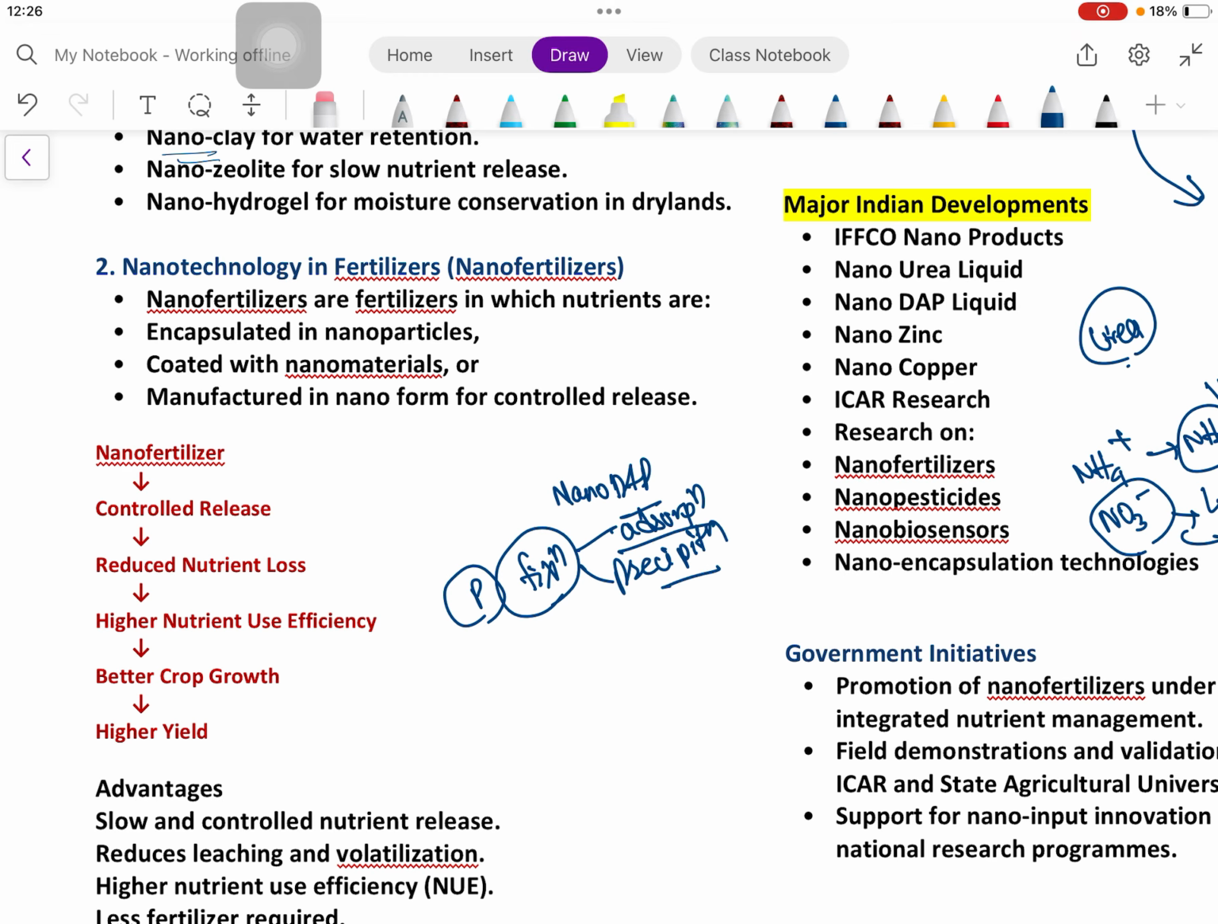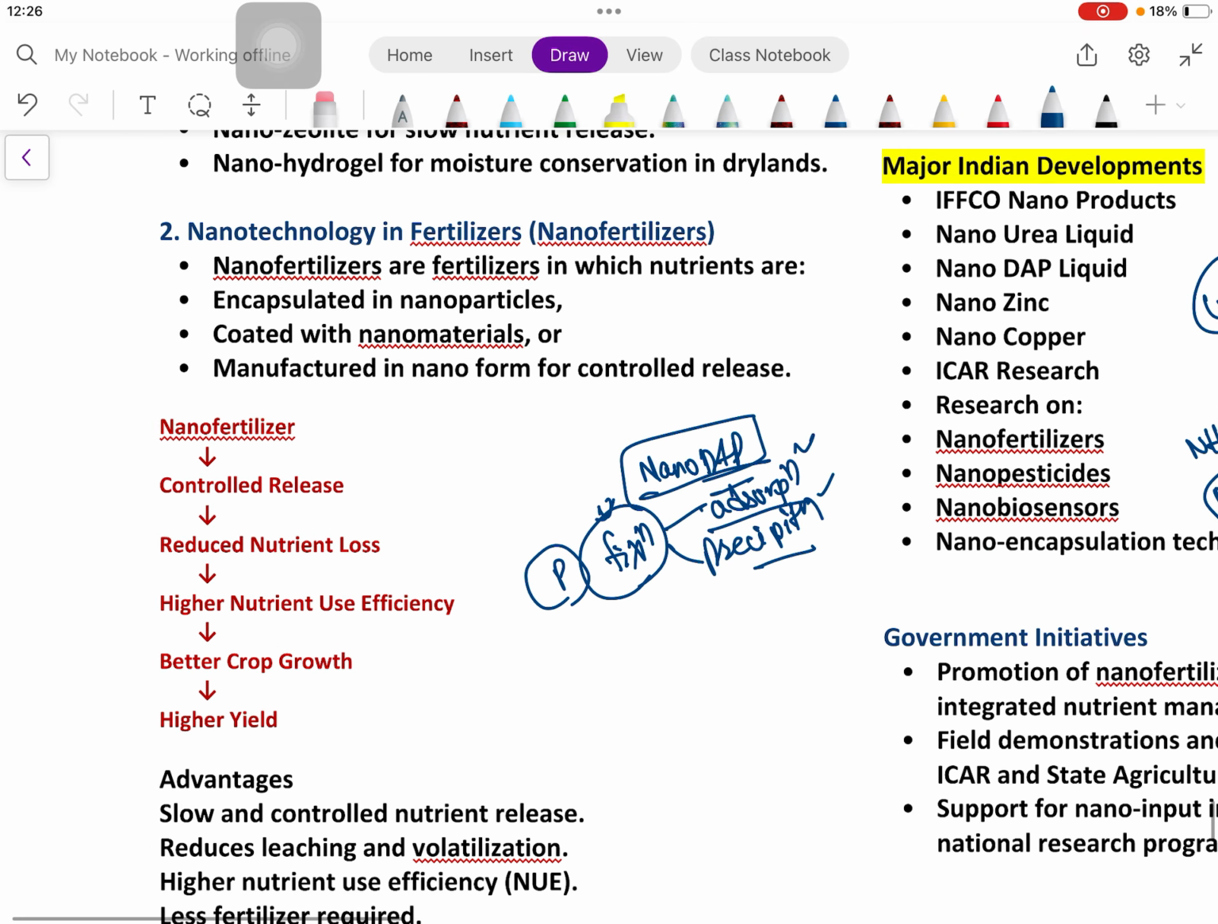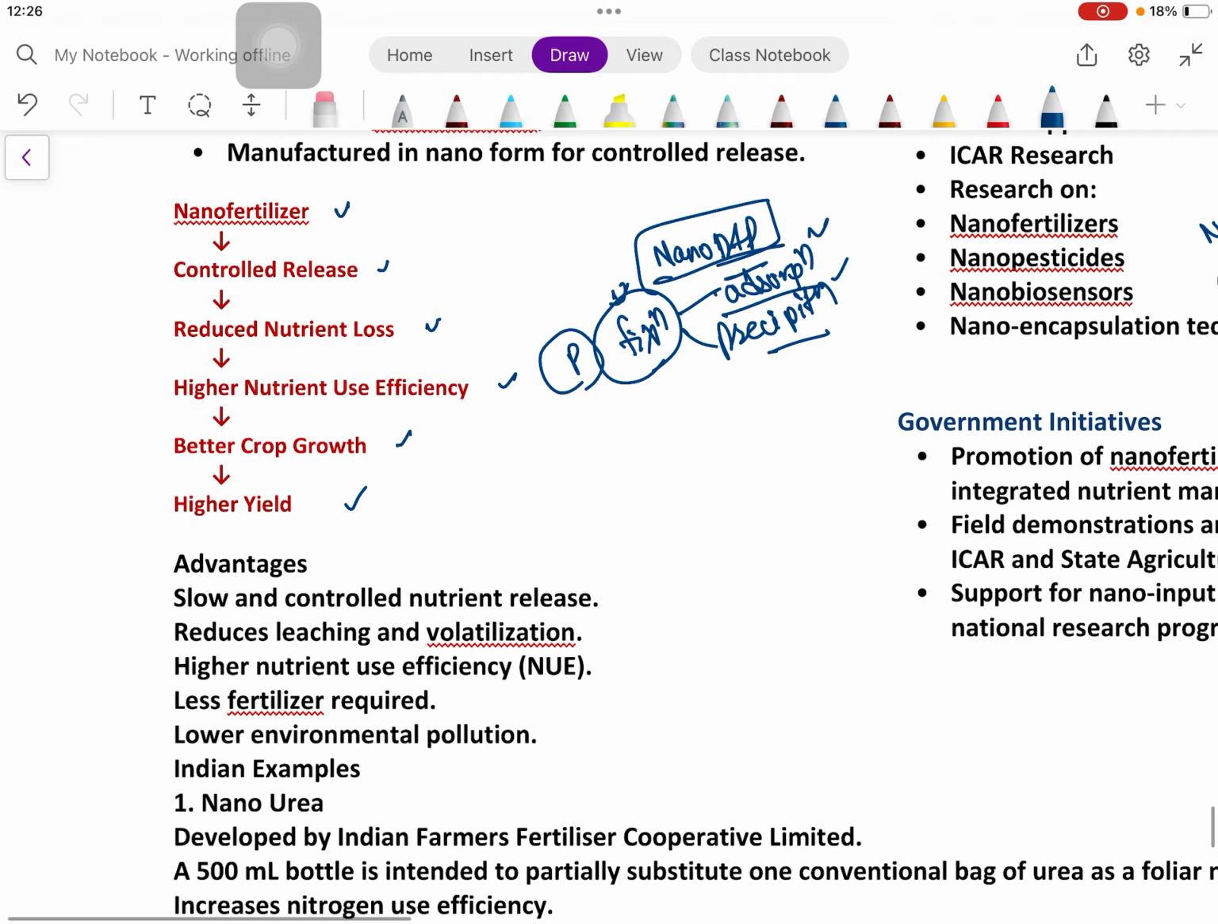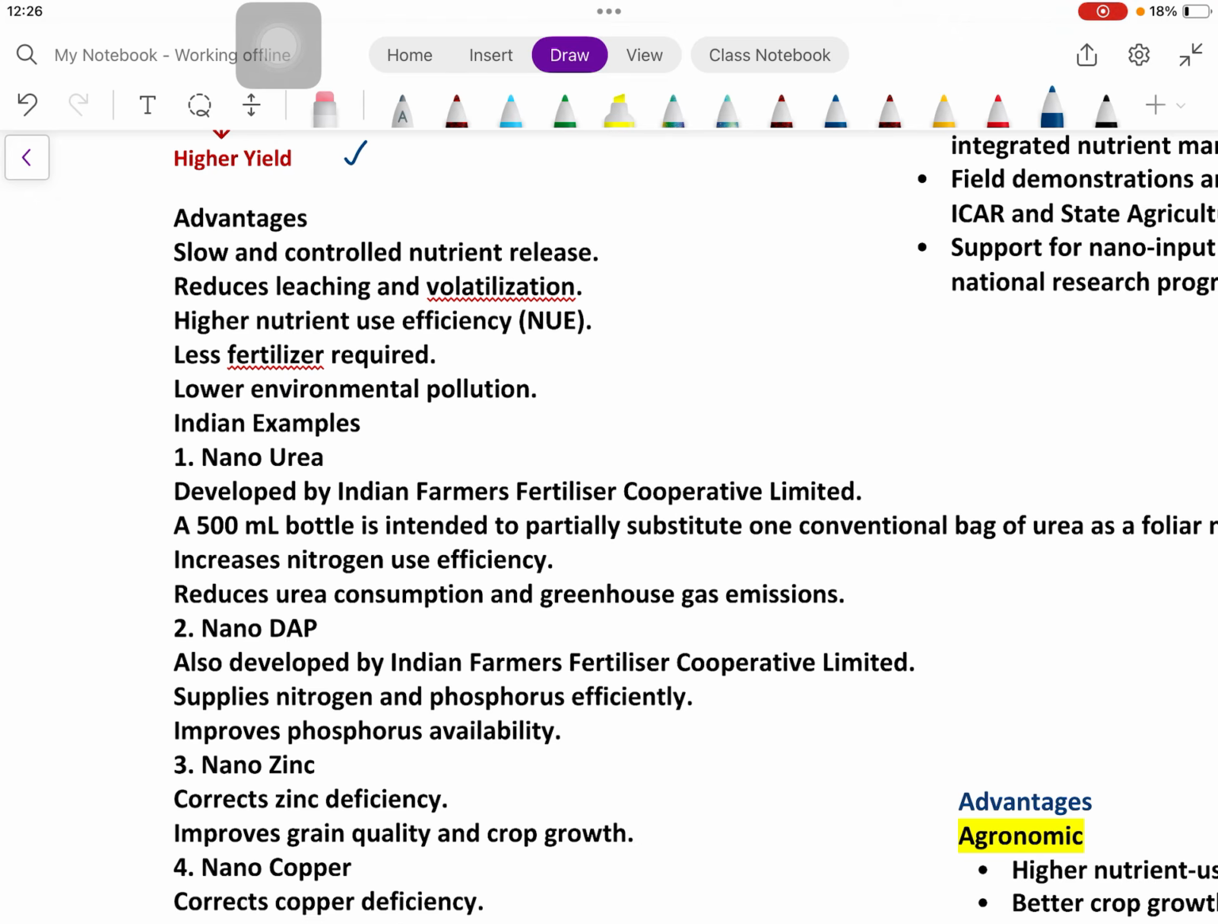So when we are applying phosphatic fertilizer in soil, adsorption and precipitation are common, so phosphorus gets fixed easily. Nano DAP actually helps the plant get rid of that fixation in soil. Okay, so here we can see the mechanism. Nano fertilizer means controlled release, reduced nutrient loss, so nutrient use efficiency will be higher, better crop growth, and ultimately higher yield.